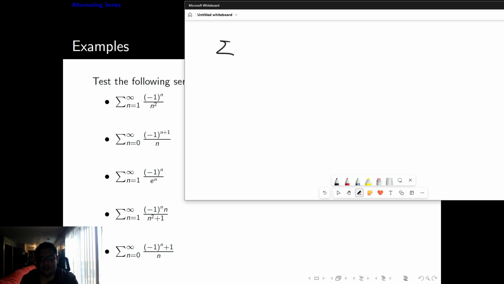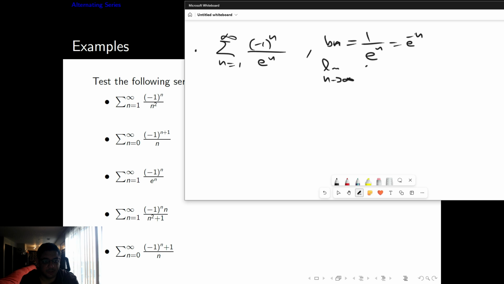We have a series, n equals 1 to infinity, of (-1)^n over e^n. Now, in the same way that we did before, we can establish that Bn is 1 over e^n, or this is e^(-n). And we can check first, very quickly and very easily, that this is going to 0. So the next step is always checking that this is decreasing.